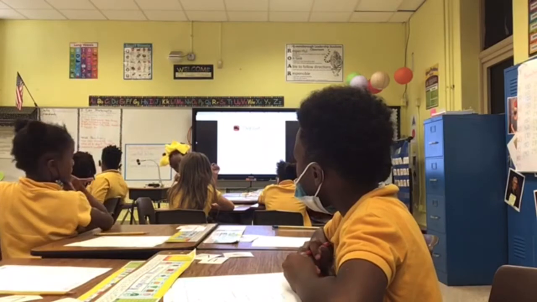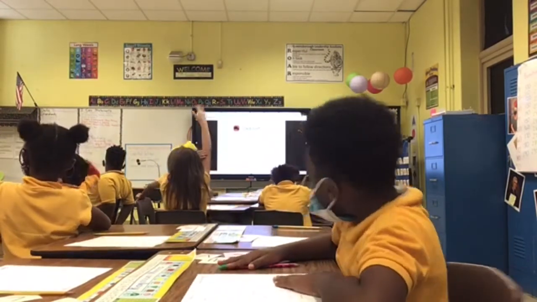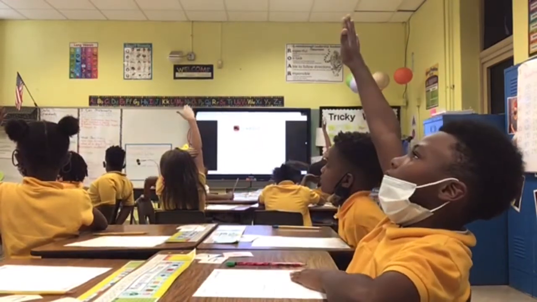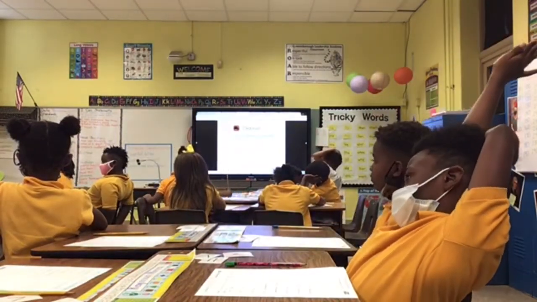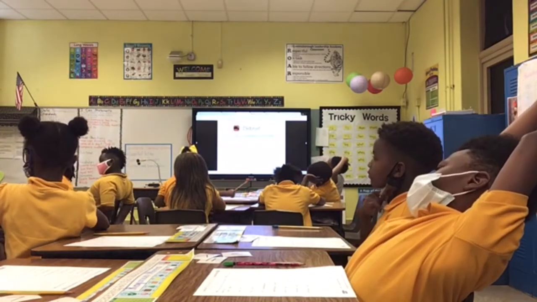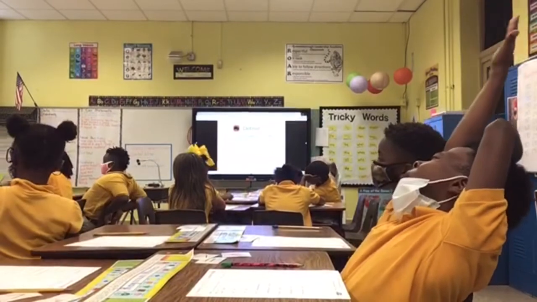We've come to the end of our lesson. How can we tell if a number is greater than, less than, or equal to? DeMarcus? Okay, what makes the greater number? Okay, could you give us an example?